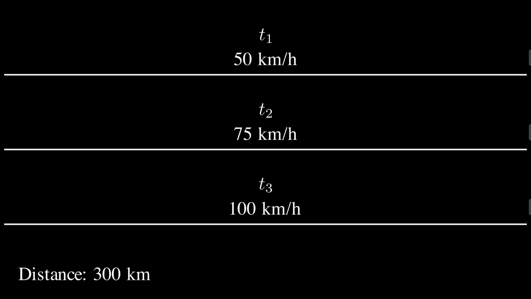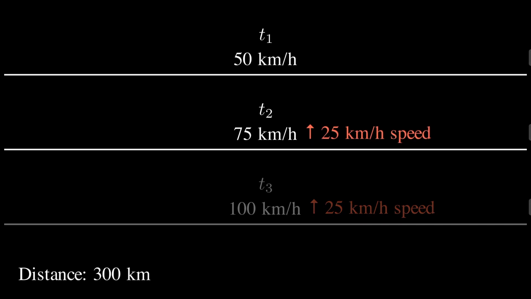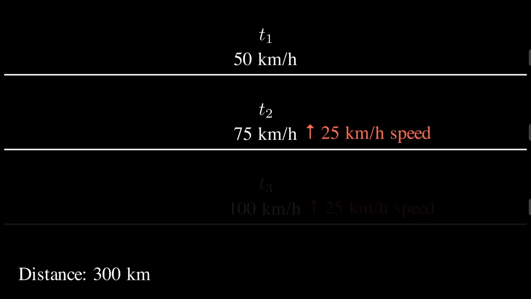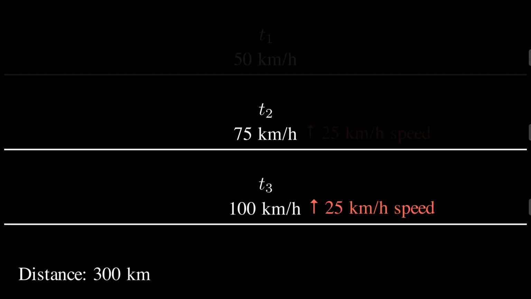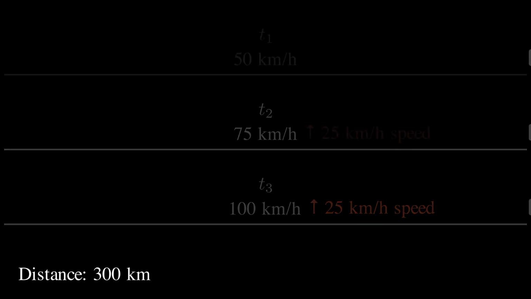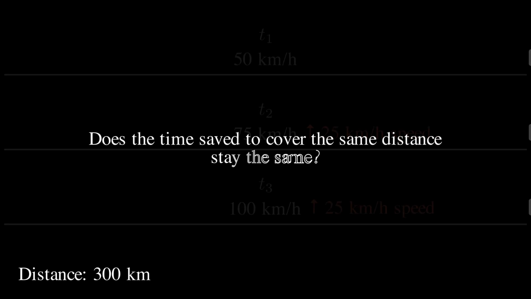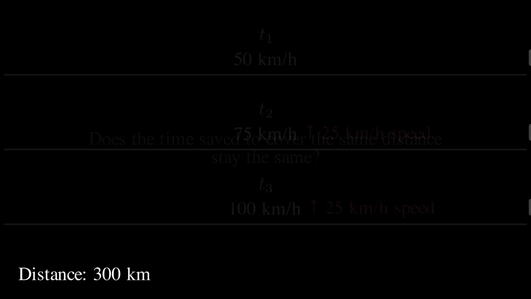And for the sake of discussion, imagine you're traveling at a constant speed. What we do know is that there is a 25 kilometer increase from scenario 1 to 2 and from scenario 2 to 3. The question is, does the time saved to cover the same distance stay the same?